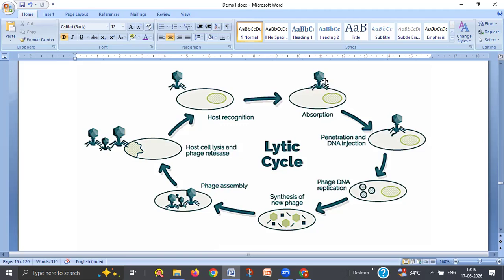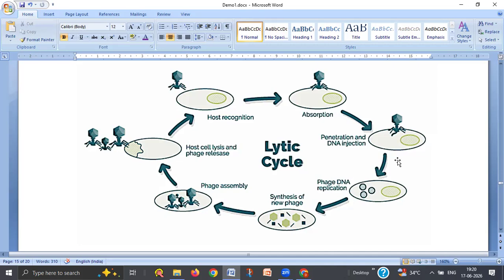Okay, and it has tail fibers. Bacteriophage has tail fibers. With the help of the tail fibers, it attaches to the bacterial cell wall. That is called adsorption. Next, it releases the enzyme lysozyme, and it creates a hole within the bacterial cell wall, and through that hole, the bacteriophage injects its DNA into the bacteria. That step is called DNA injection.